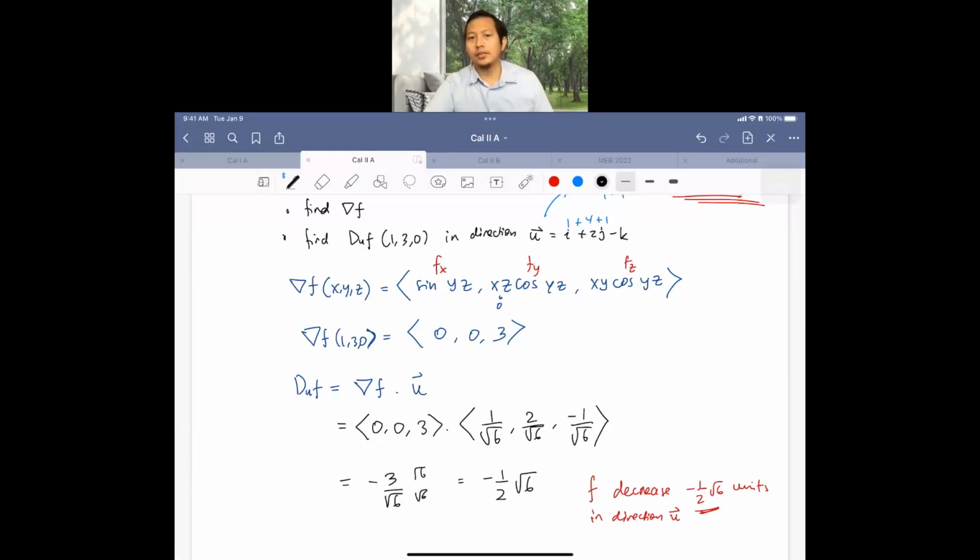Okay. Next session will be how to maximize the directional derivative. I think it's not too complicated.